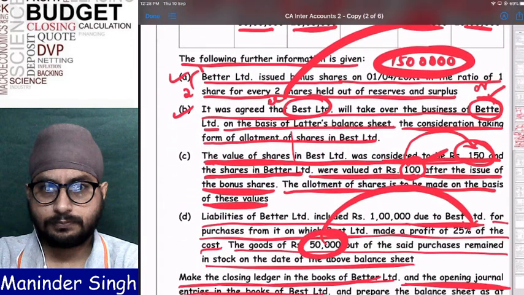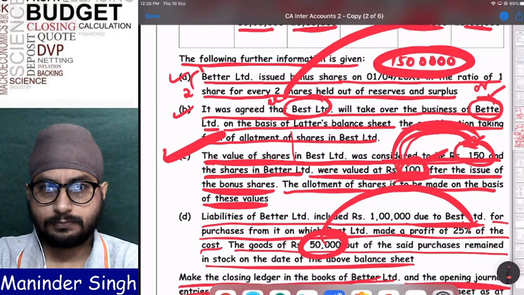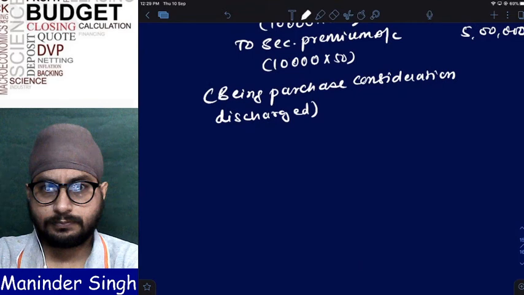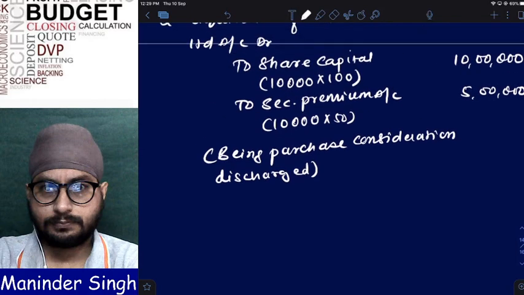Face value is given, right? Face value is how much? 100 rupees. But valued for amalgamation at how much? 150. It's clearly given, right? Point number C: face value is 100, but valued at 150 for amalgamation. I hope you got it now, Mahesh. Is it clear now? Okay. Next.